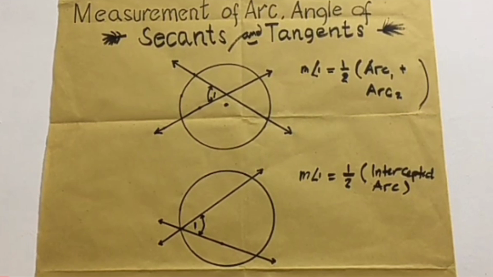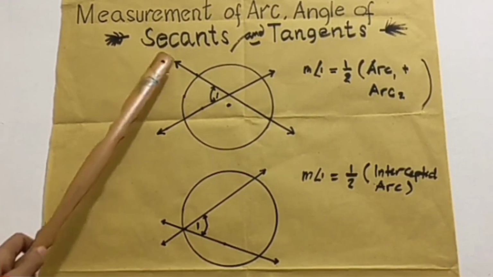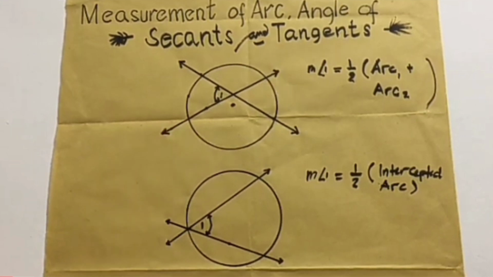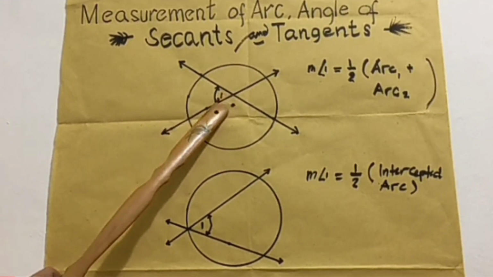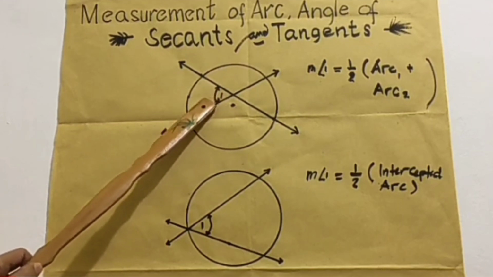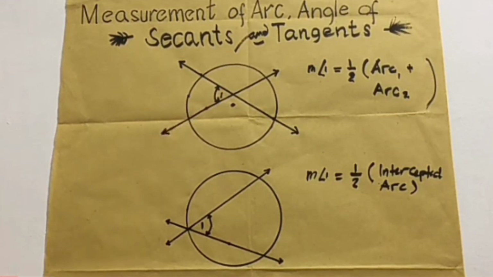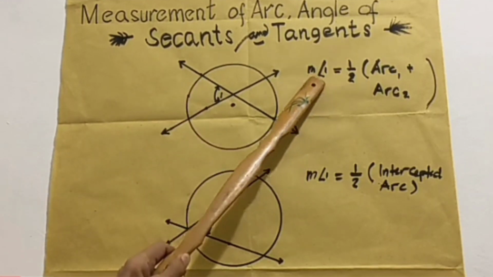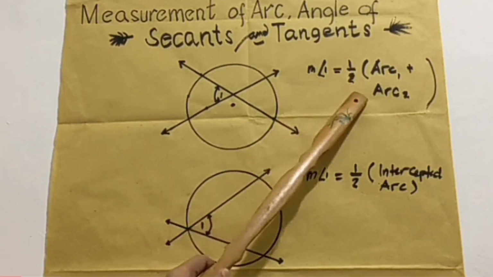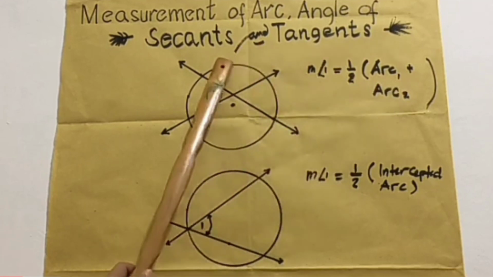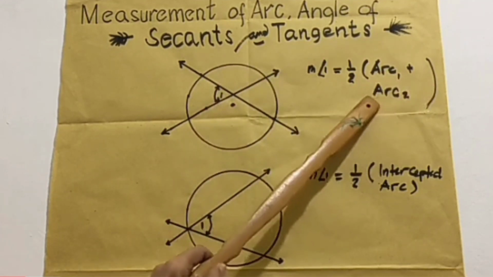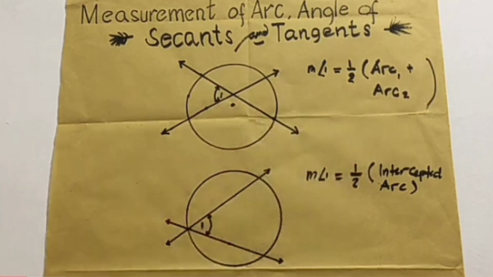We have secant lines intersecting each other, and an angle formed inside the circle, this angle 1. If we're going to get the measure of this angle 1, we're going to use the formula: measure of angle 1 equals 1/2 of arc 1, which is the big arc, plus arc 2, which is the small arc, this one.